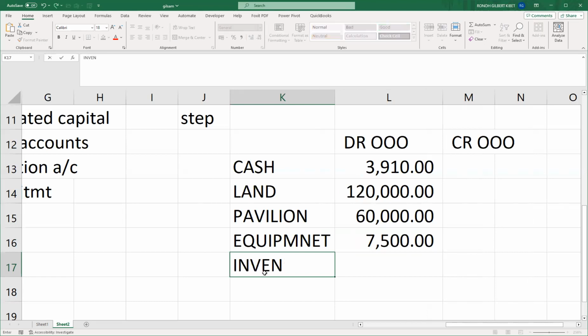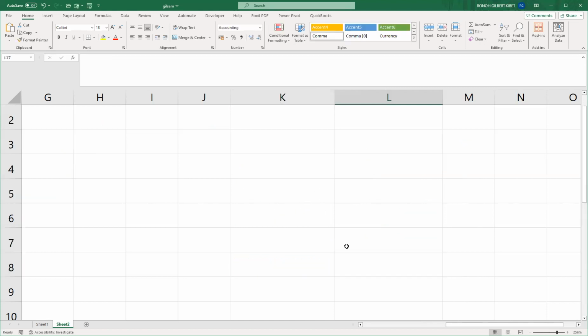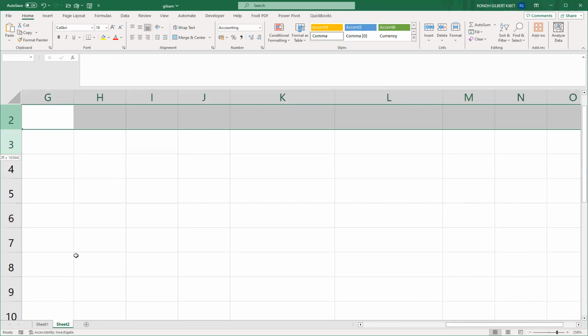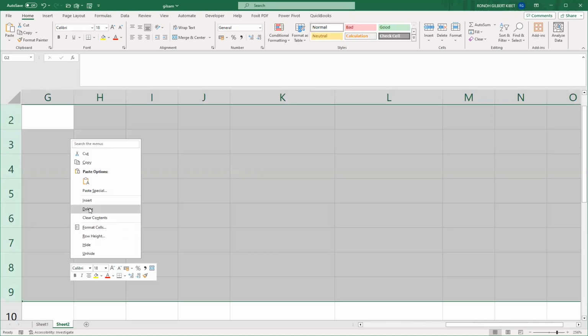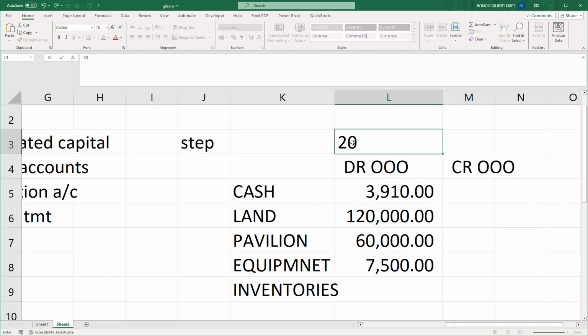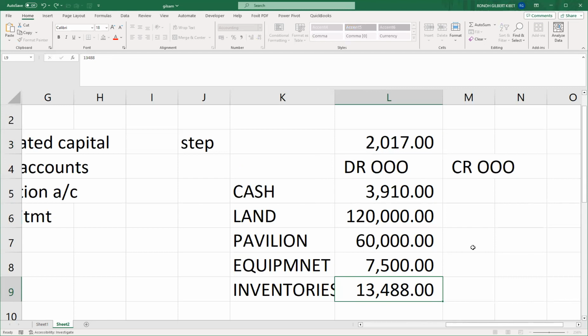What is the value of inventory? The opening or the closing? No, the opening for 2017. We are only recording values for 2017 here. We are not recording anything for 2018. It is 13,488.